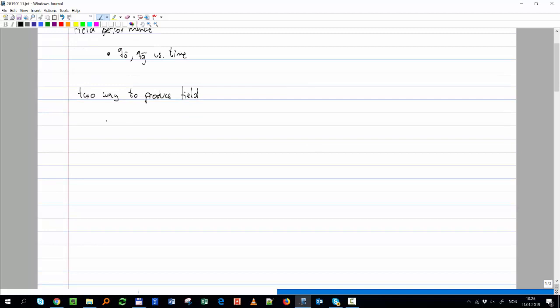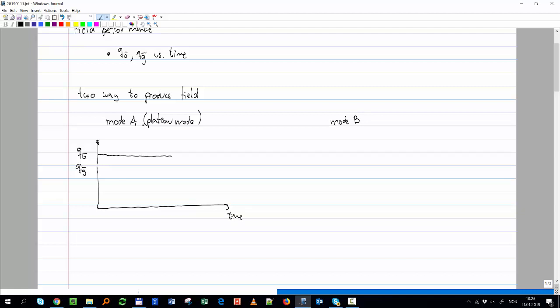Let's put letters: mode A and mode B. In mode A, also called plateau mode, basically, like the name indicates, either Q oil or Q gas versus time is simply constant with time, and then at some point, what happens? It starts to decline.